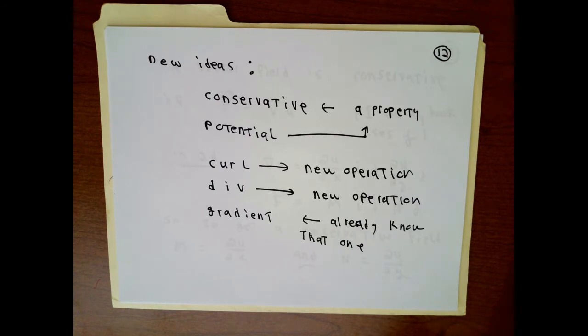In the remainder of today's discussion, we're going to talk about some new words. Some of them look new and very odd to us, but are just based on ideas that we've had before. Others are less clear. So we're going to talk about conservative vector fields, which is a property that a given vector field may or may not possess. We're going to talk about potential functions, which are related to the conservative vector fields. And we're going to talk about curl, div, and gradient. We already know about the gradient. We don't know about the curl and the div yet.